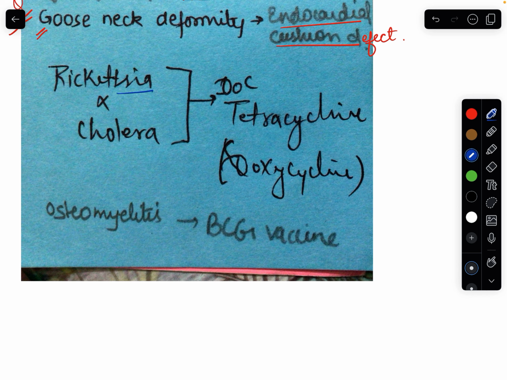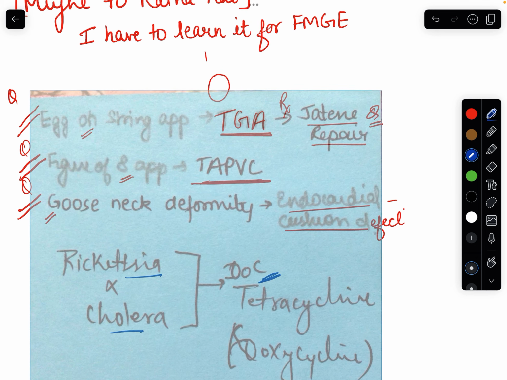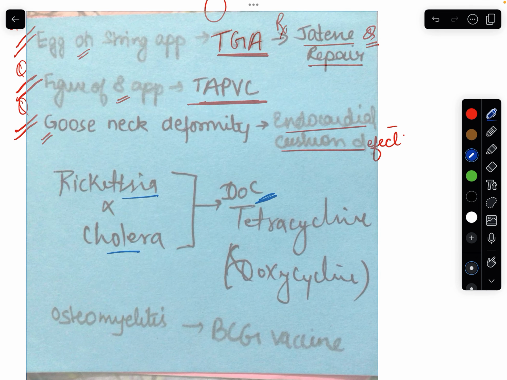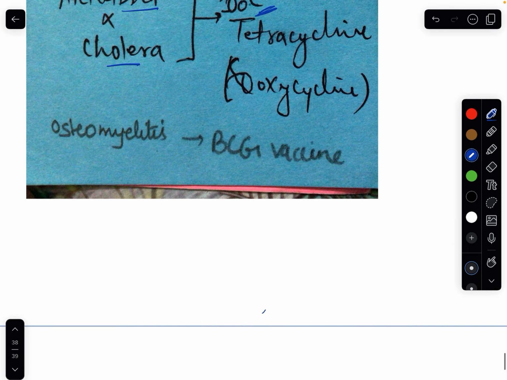So for rickettsia and Vibrio cholera, the drug of choice is tetracycline or doxycycline. So please remember the drug of choice for rickettsia or cholera is tetracycline. Now the next one is osteomyelitis. Which vaccine has the side effect of osteomyelitis? That is the BCG vaccine. So BCG vaccine has the side effect osteomyelitis.